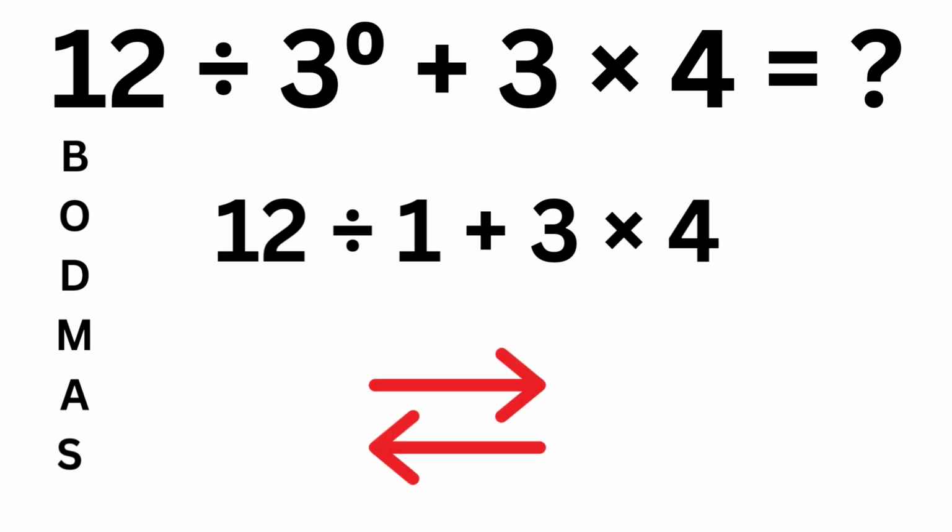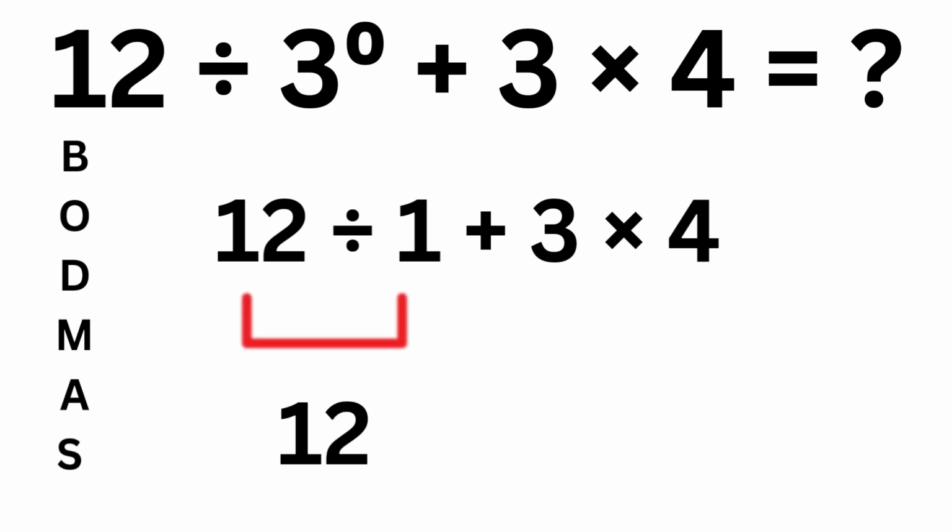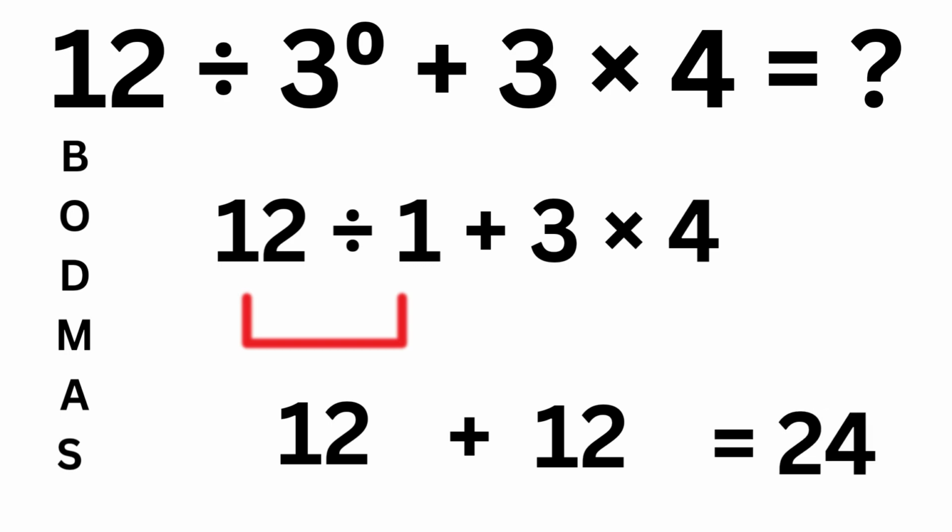First, 12 divided by 1 becomes 12, because any number divided by 1 always equals the same number. Then multiply 3 times 4 equals 12. Step 3. Addition: 12 plus 12 equals 24.